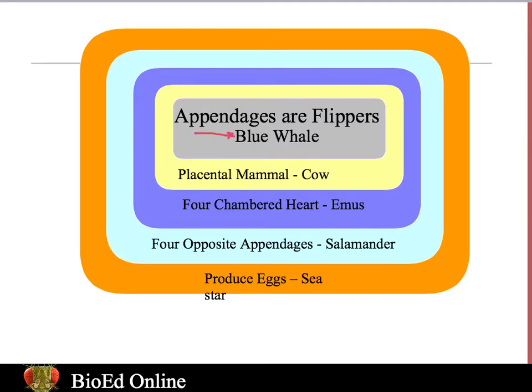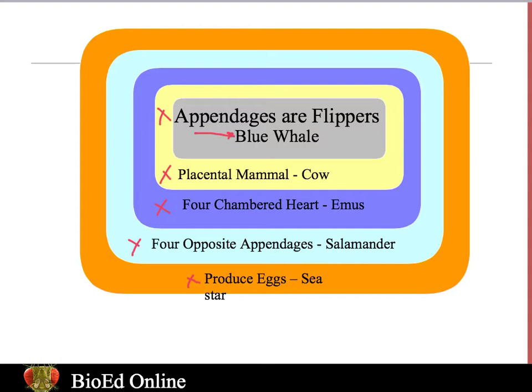So the blue whale is the only one that belongs to all of these clades. It produces eggs. It has 4 opposite appendages. It has a 4-chambered heart. It is a placental mammal, and it has appendages that are flippers. If we look at the emu, we can see it is not in the yellow clade with a placental mammal or the tan clade with appendages or flippers, but it is in the clade for a 4-chambered heart, 4 opposite appendages, and produces eggs. Okay, that's how the clade breakdown works.